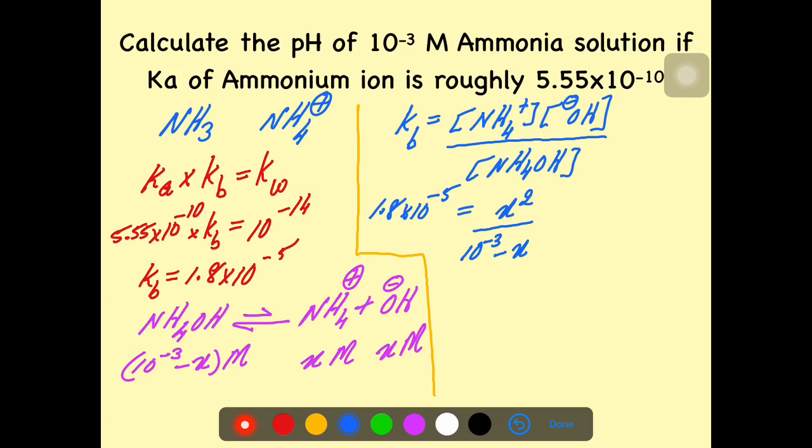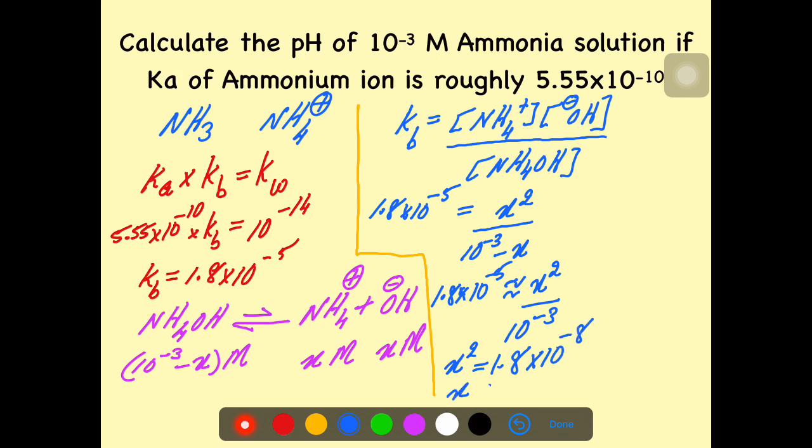Since ammonium hydroxide is a very weak base, we can say that X is extremely small as compared to 10 raised to minus 3, and therefore we can approximate down this equation to 1.8 into 10 raised to minus 5 is approximately equal to X square upon 10 raised to minus 3. Hence X square will be 1.8 into 10 raised to minus 8, and therefore X will be equal to 1.34 into 10 raised to minus 4.